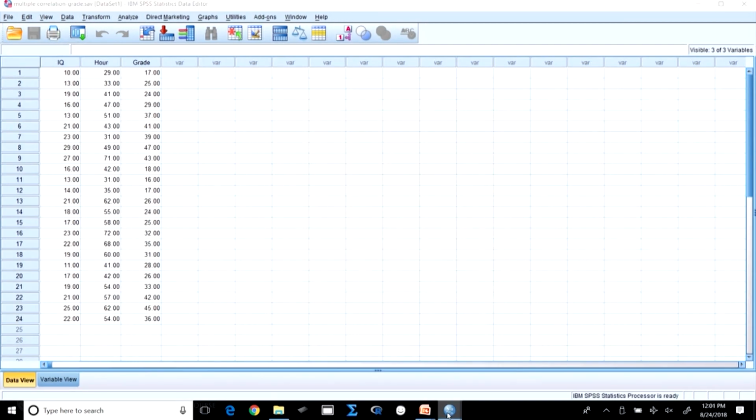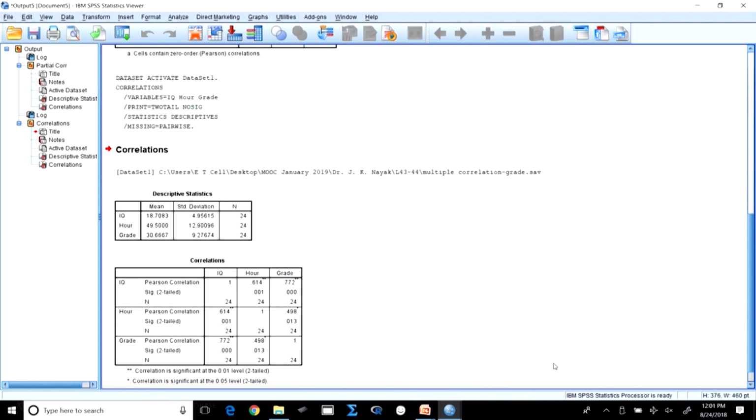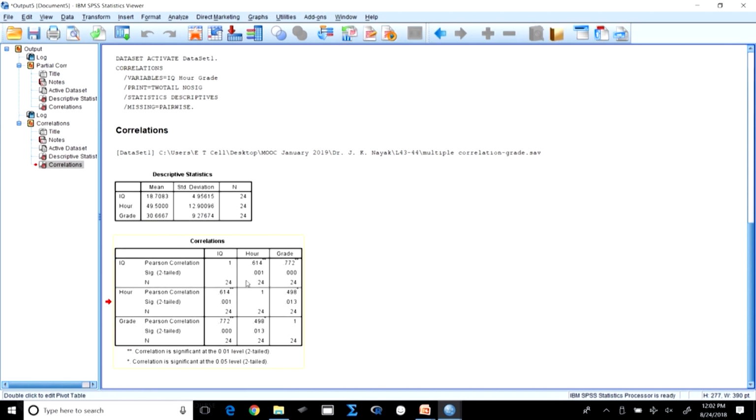Okay. Now, let us look at the output. So, what is the output? Now, here we have a correlation. First look at the descriptive statistics. The mean of IQ is 18.7, hours is 49.5, grade 30.6 and standard deviations are given. So, there are 24 cases total. Now, the correlation between IQ and IQ will be 1. IQ and hour is how much? 0.614, and IQ and grade is 0.772, and you can see they are star marked.